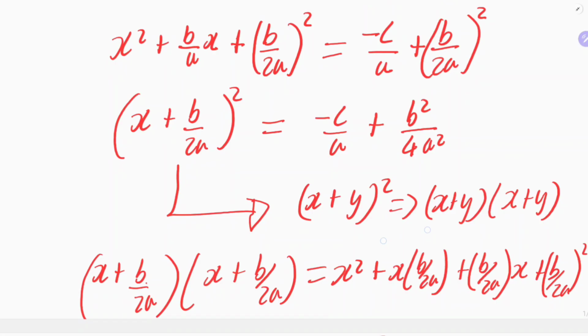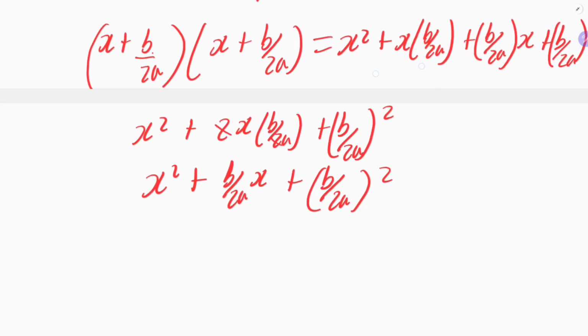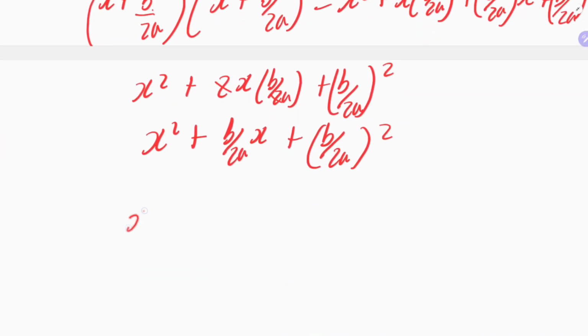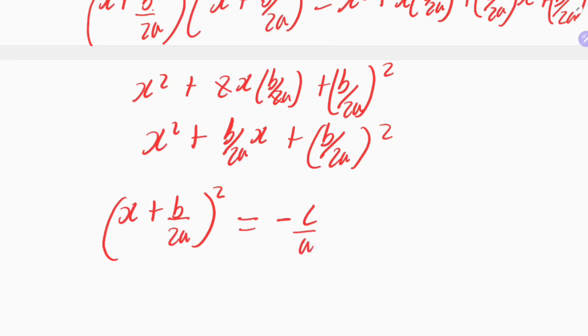So from here we're going to continue solving our equation, where we had x plus b on 2a all squared equal to negative c on a plus b squared on 4a squared.